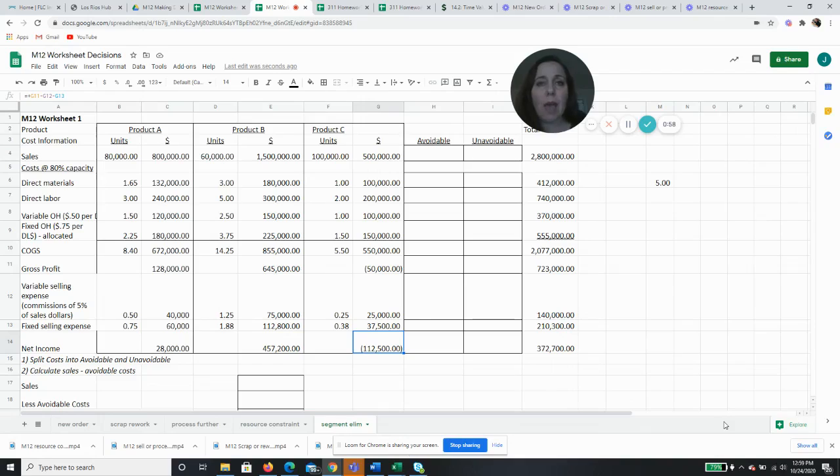But remember that in managerial accounting, we also have to look at some non-financial issues. So product C, even if it turns out it is costing us money in and of itself, it may be worth keeping if product C is bringing people in the door.